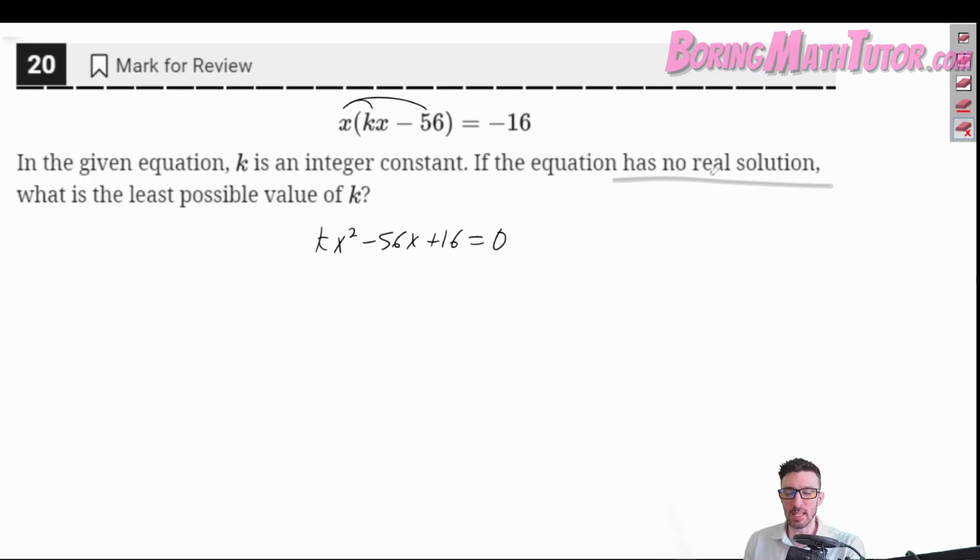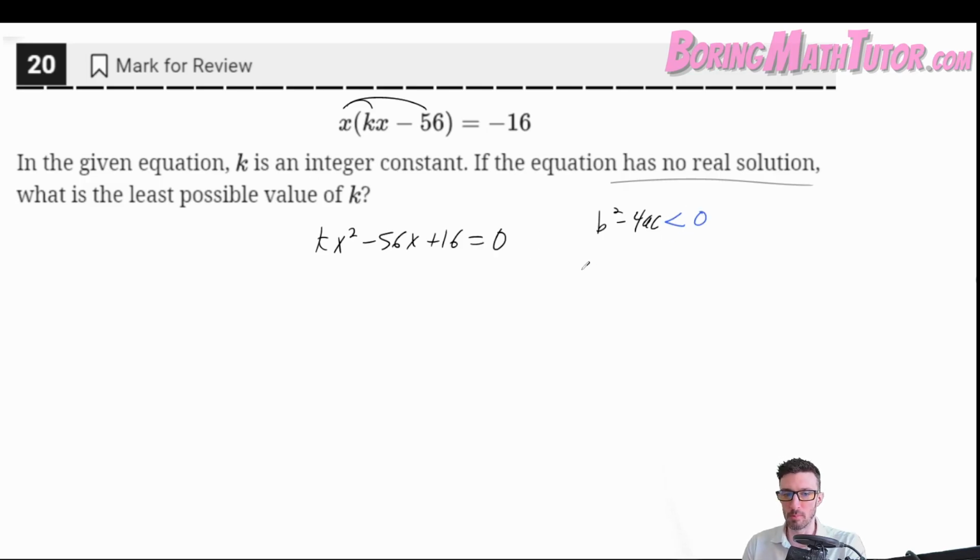Now, at this point, they said that it has no real solution. Well, that reminds me of the discriminant. The discriminant is the b squared minus 4ac. If you want it to have no solution, you want that b squared minus 4ac to be less than 0.